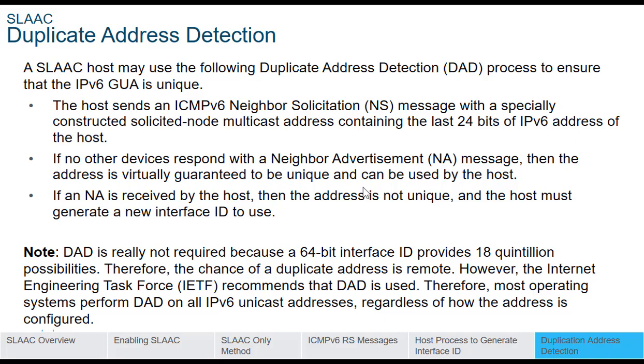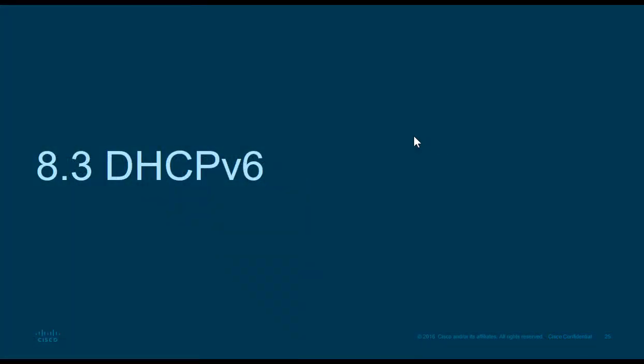In that process, we learned about two more messages. The neighbor solicitation, where the IPv6-enabled host device asks other devices whether the address it has generated is unique. If it does receive a neighbor advertisement, that means the address is not unique, so it must generate a new interface ID. But if it does not receive a neighbor advertisement, that confirms that the address is unique. So that's lesson number 2 on SLAAC. Lesson number 3 will cover DHCP version 6, and that should bring us to the end of module 8.